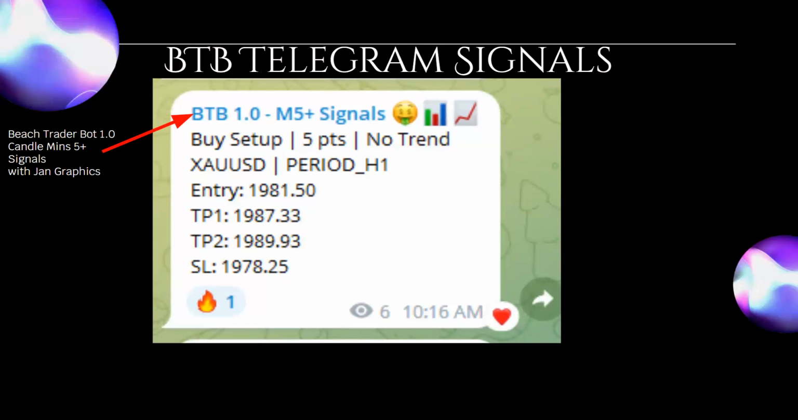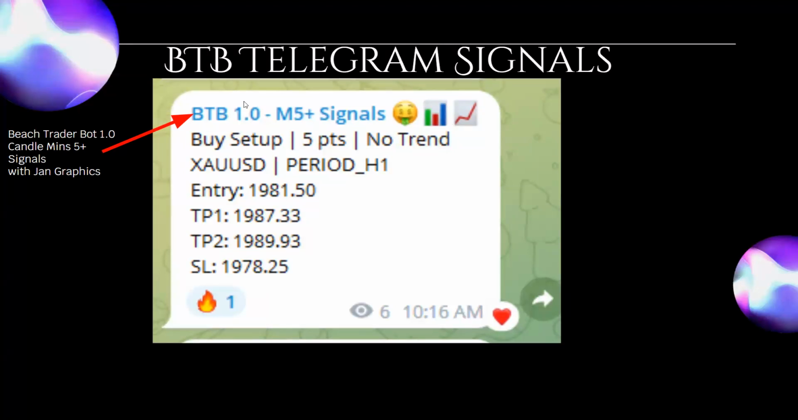1.0 means the first bot that I made. It's the one that's been most calculated, the one that's been most backtracked, the one that's been worked on the most. Okay, and this says candles M5 plus. That means that the candles on this are going to be 5 minutes, 15 minutes, 30 minutes, 1 hour, 4 hours, or 1 day.